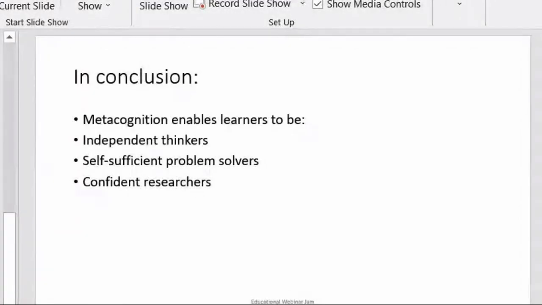I have a question. Yes, Judy. The metacognition, I can use it with the teenagers too? Exactly. If you read the literature about that, you will see that it can be used in different subjects and at different levels.